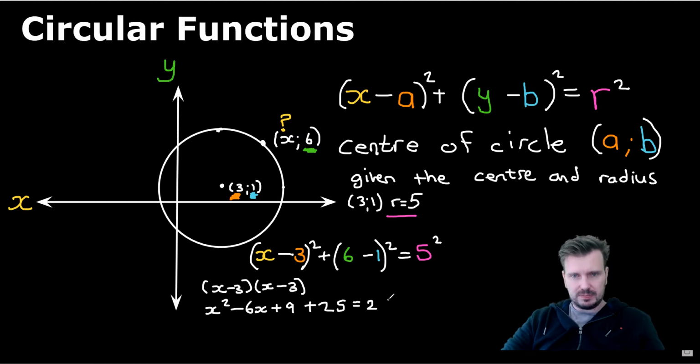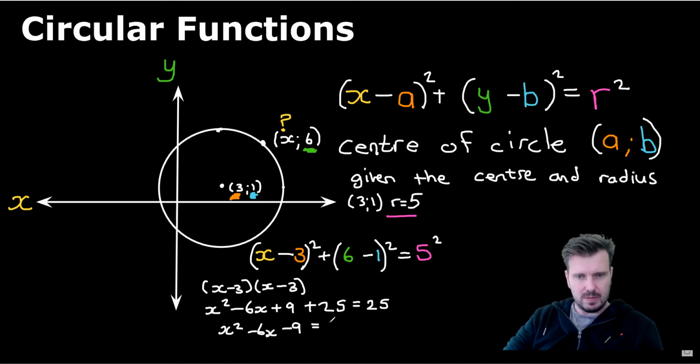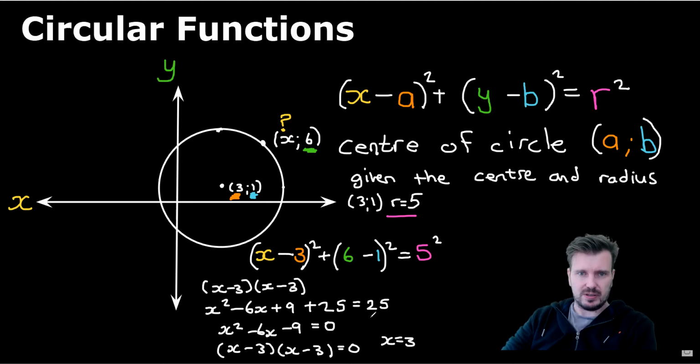Equals 25. And so I now have x squared minus 6x. The 25s cancel and I get 9, and so I get 0. And so I actually end up getting 3 and 3. And so my answer then is x equals 3. So I know the x value is 3.